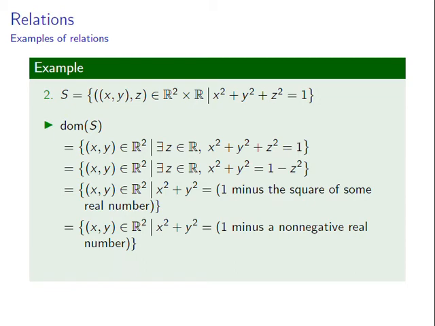Since every non-negative real number is the square of some real number, this condition is equivalent to x squared plus y squared equals 1 minus a non-negative real number. Hence, the domain of S is the set of all ordered pairs (x, y) of real numbers such that x squared plus y squared is less than or equal to 1. Note that this is a subset of R squared.